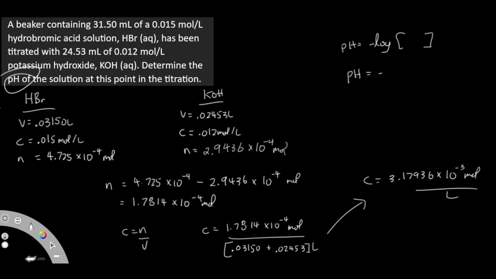So our pH is equal to our negative log of our answer. Okay, so this here is going to be our answer. This here is our answer, okay? So we're just going to be putting them in. What you end up getting for your pH, you end up getting 2.4976. Okay, this is your answer.